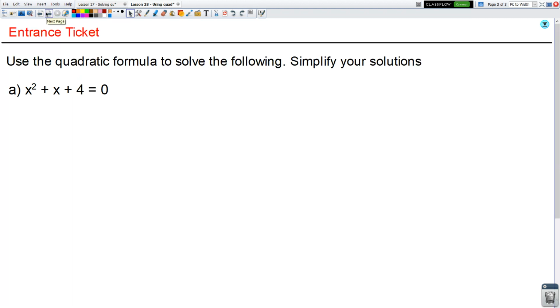Now, for your entrance ticket, use the quadratic formula to solve the following and make sure you try to simplify your solution.